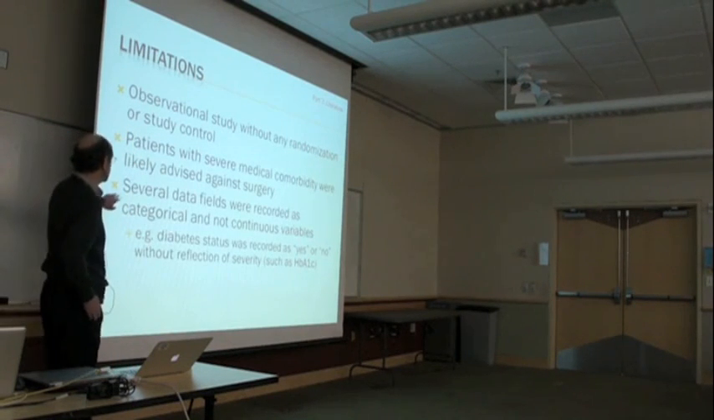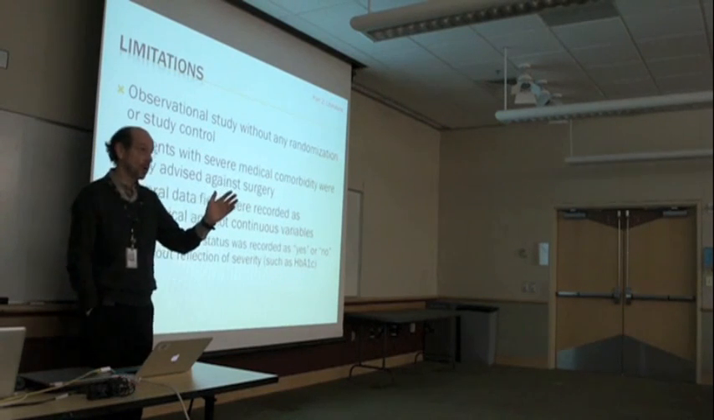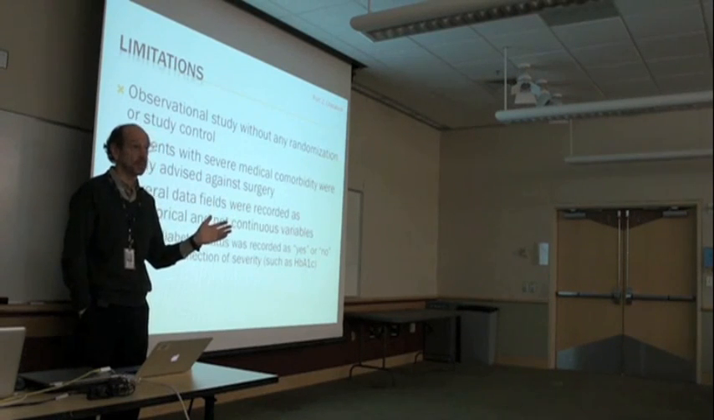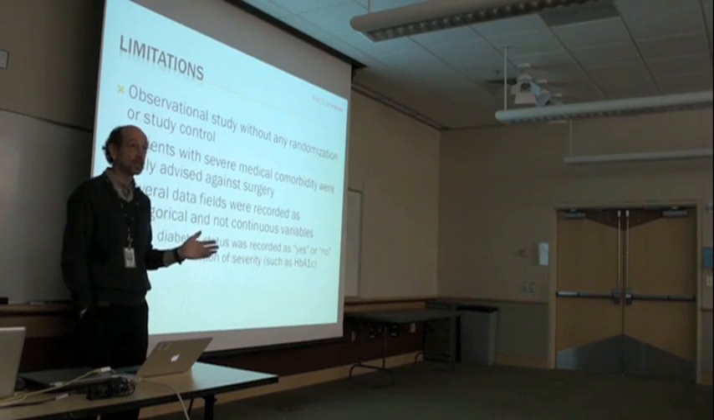Several of the fields were recorded as categorical variables, and a good example would be diabetes status. It was recorded as yes or no, when in fact if you had the data, you would really want to have HbA1c in this equation to tell you how bad was the glycemic control in the patient.